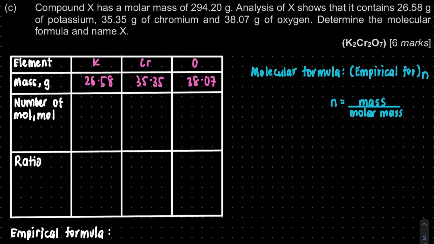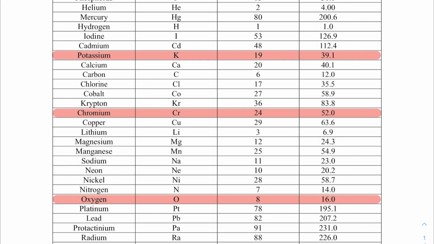So how do we find out the number of mole? Remember, mole is equal to mass divided by molar mass. How do we find out the molar mass? It's based on the list of constants. So let's check together. We want K, Cr, and oxygen. Based on the list of constants, you have to look at the most right hand side. K is 39.1, chromium is 52, and oxygen is 16.